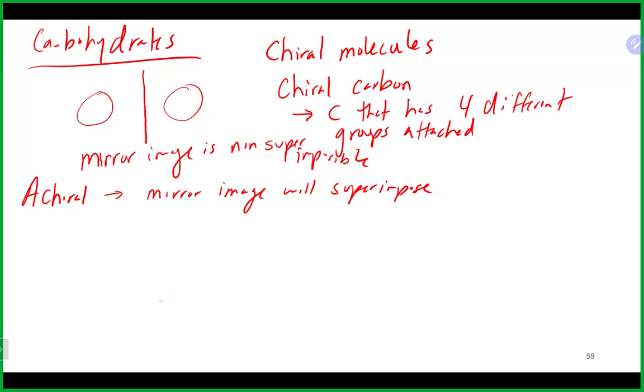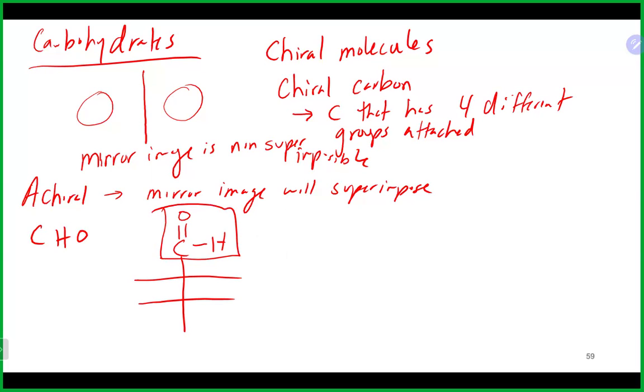Now, when we talk about carbohydrates, they obviously are made up of carbons, hydrogens, and oxygens. Most monosaccharides will have one of two groups up on top or near the top. One group is our aldehyde group. These are what are sometimes referred to as aldoses, and it has the aldehyde group attached.